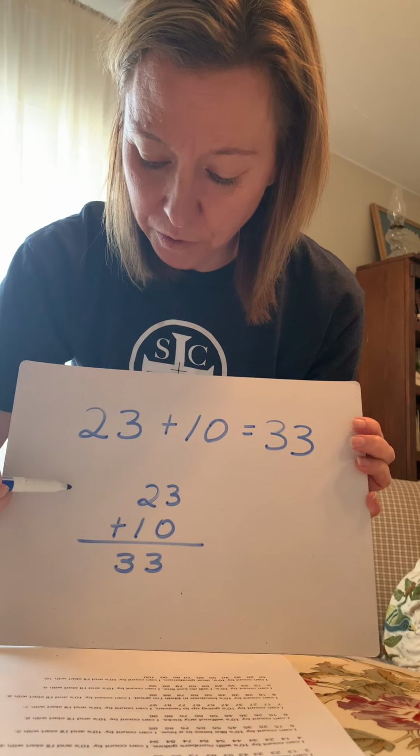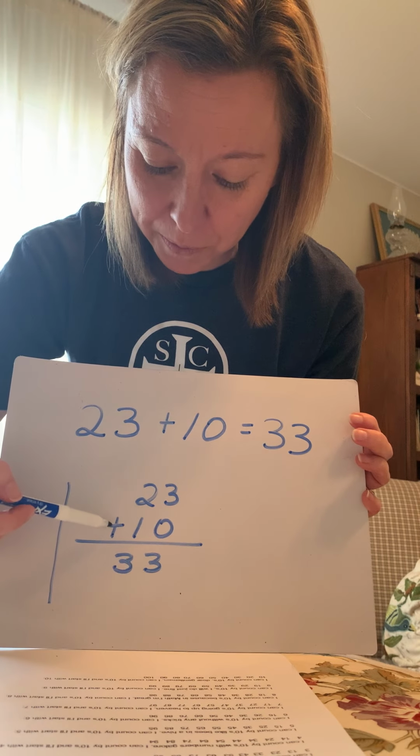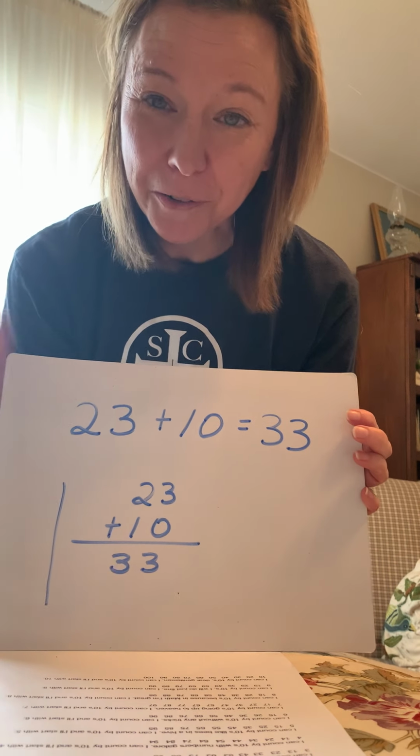Now let's write it our other way. Our 23 on top plus 10 equals 33. Okay, you can also write it this way. 23 plus 10 equals 33.